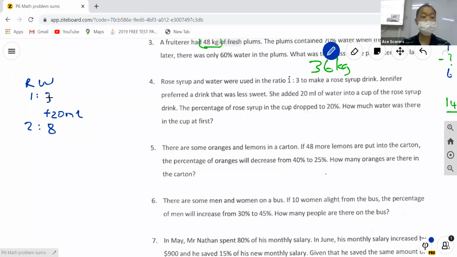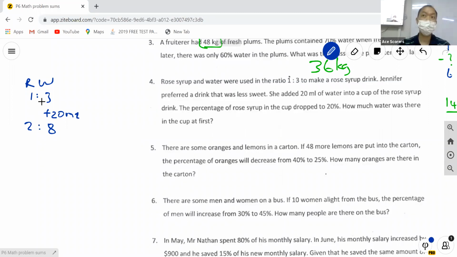Got it? So at first it's 1:3. Okay. Can you read the handwriting? 20 ml. At first it's 1:3. You add 20 milliliters. It became 2:8. So which one never changed? Is it the R or the W? Is it the rose syrup that never changed or the water that never changed? Which one is it?